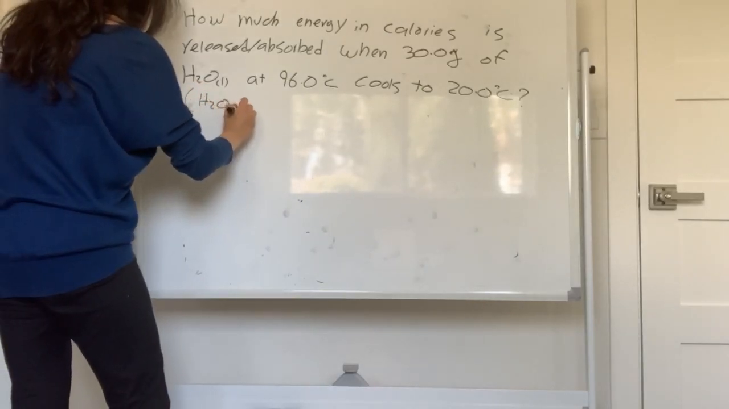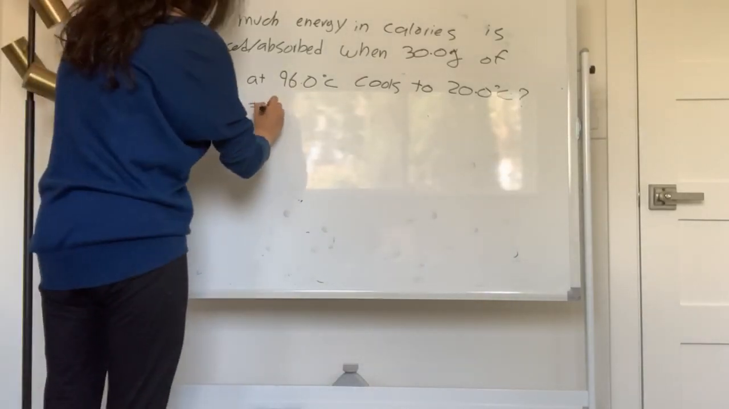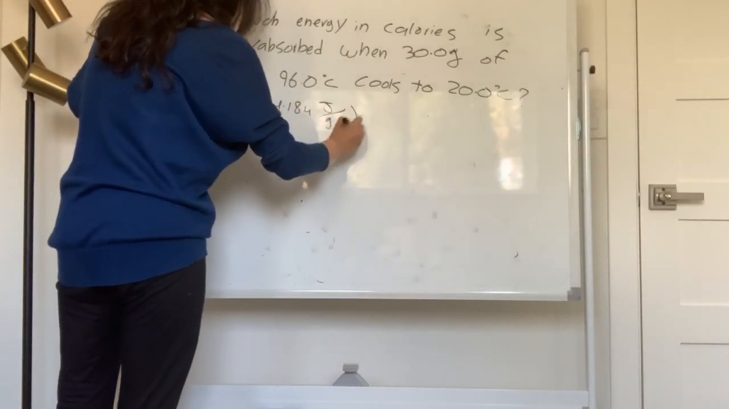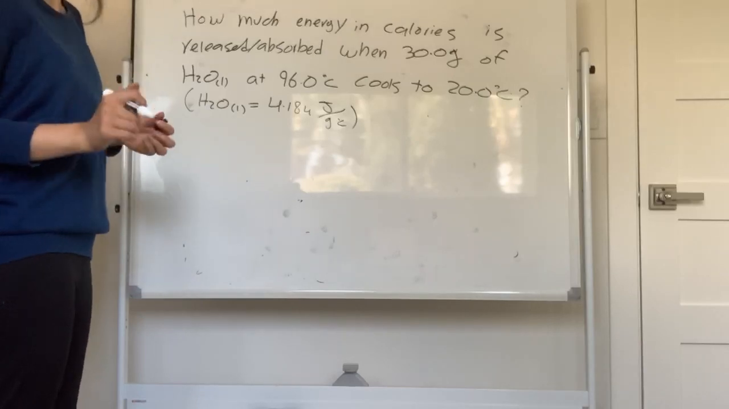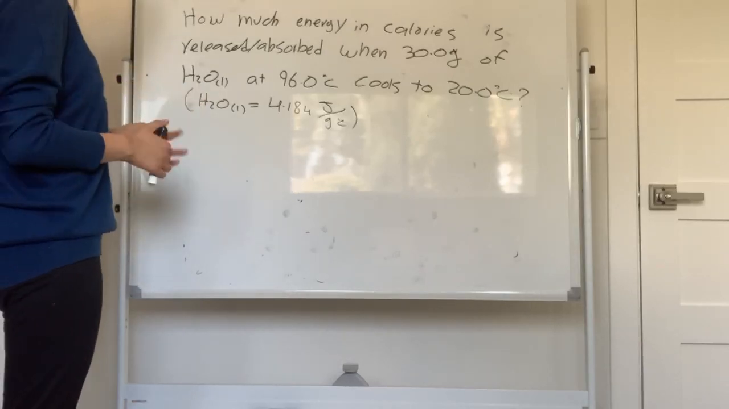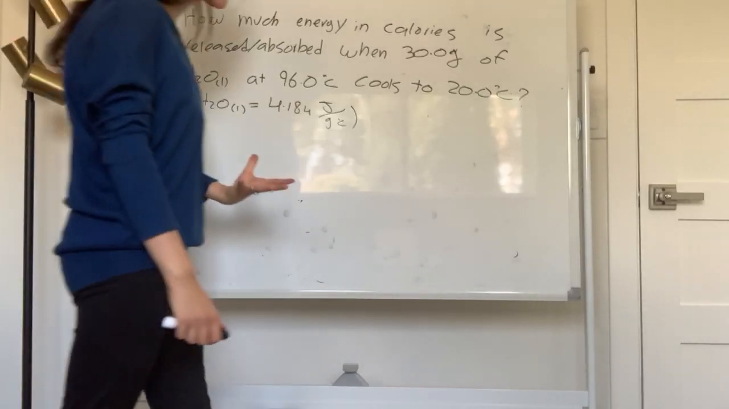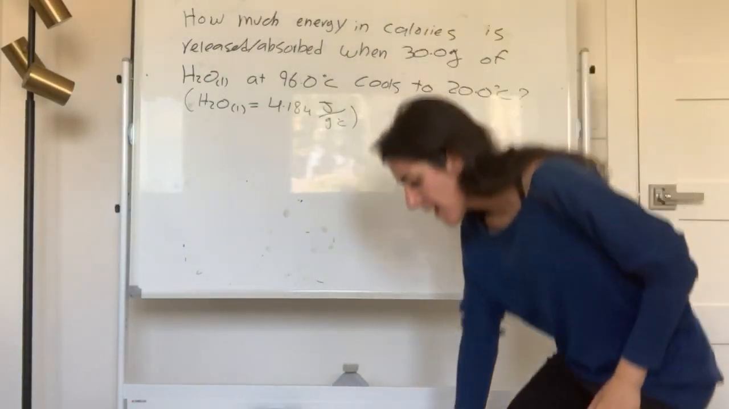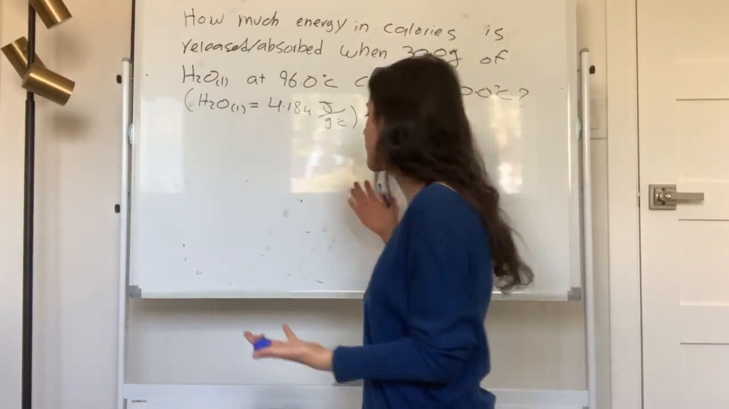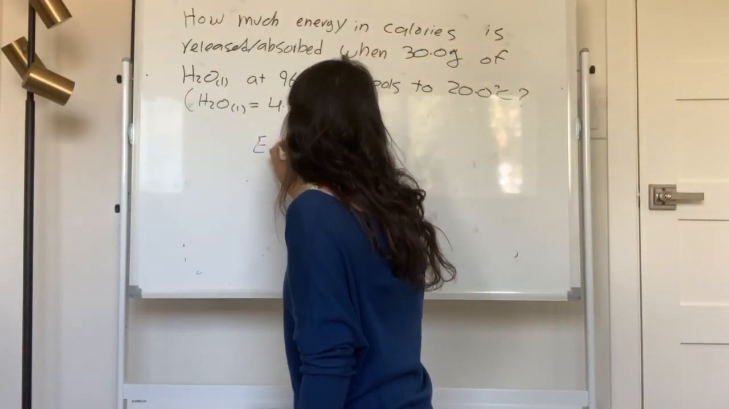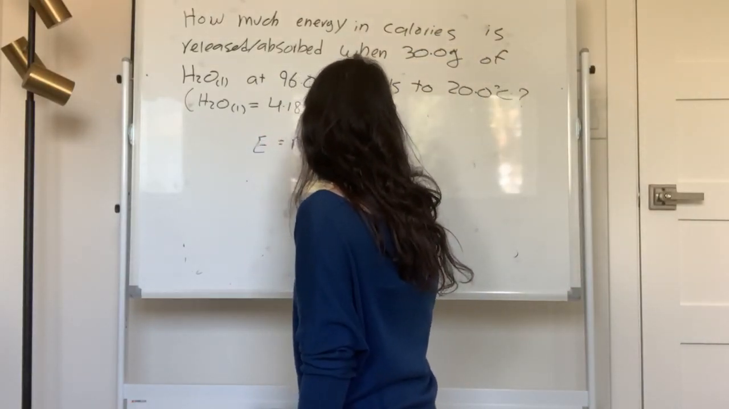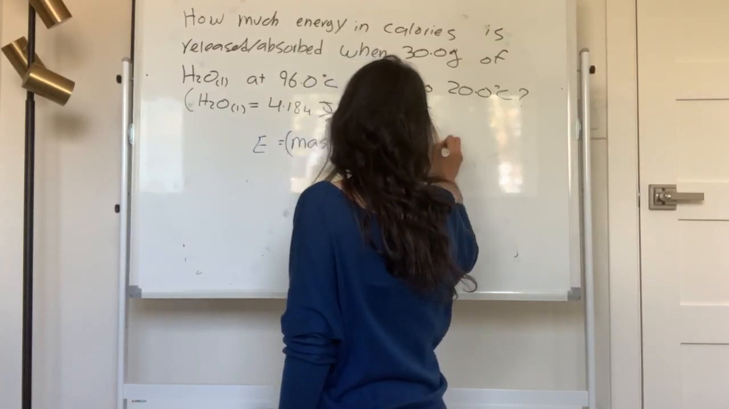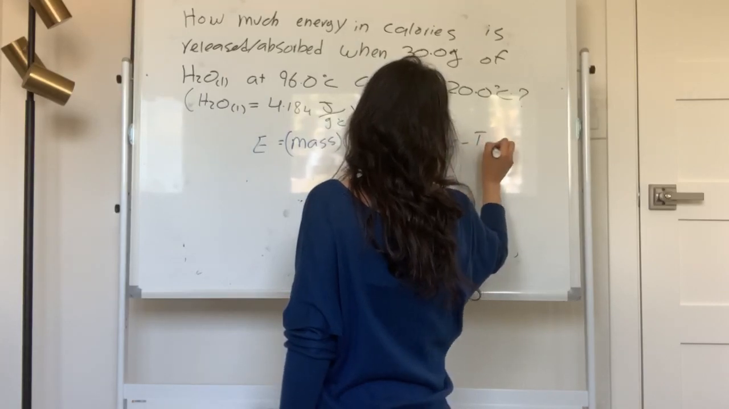Water liquid specific heat is 4.184 joules over gram degrees Celsius. We usually give the specific heat numbers to you. Okay, now when you read this, the first thing you should say is, this is talking about a temperature change, right? Because the temperature is changing. So if it's talking about temperature change, I'm going to put down the equation for temperature change, which is mass times specific heat times T final minus T initial.